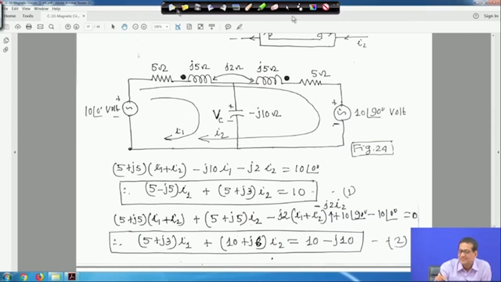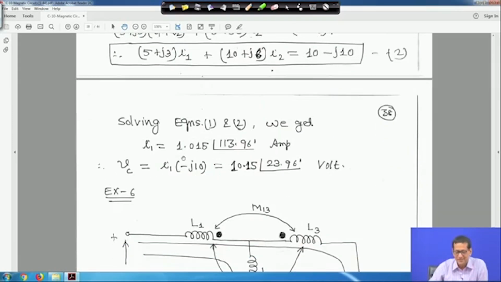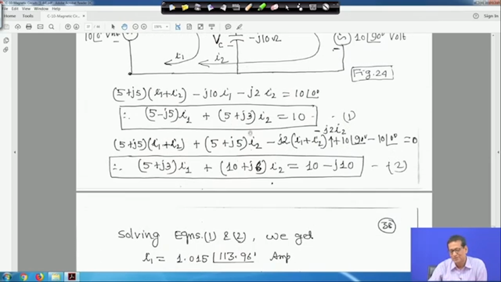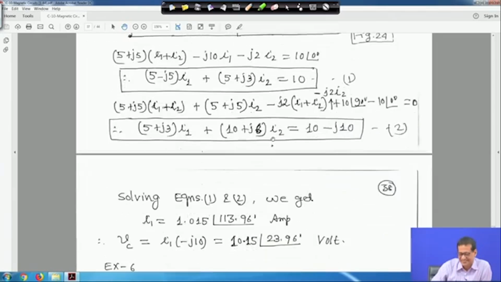So in this case, if you solve equations 1 and 2, you will get I1 is equal to 1.015 angle 113.96 degree ampere. Look, I have the whole solution, but here I did not put it. It will consume more time. This is an exercise for you, please do it, right. It will take some time.